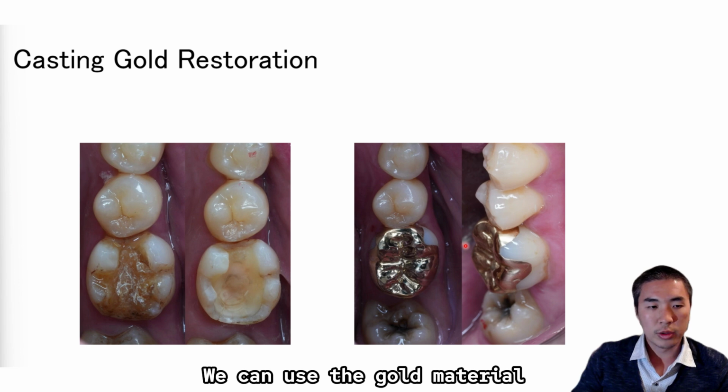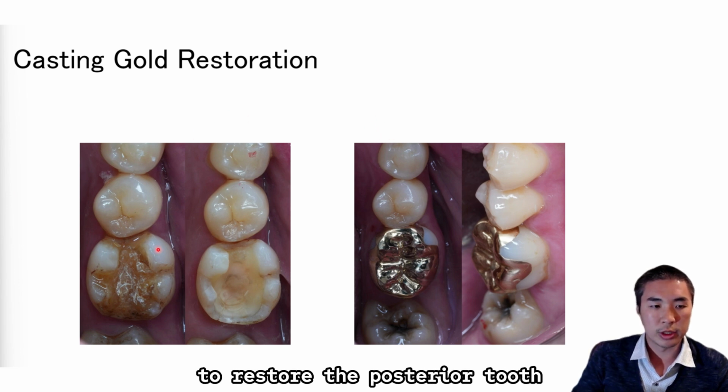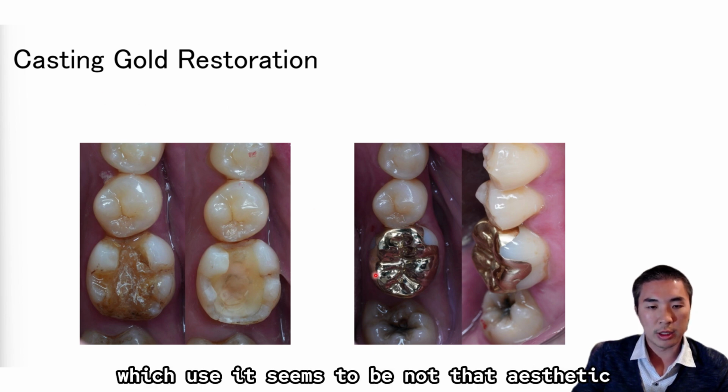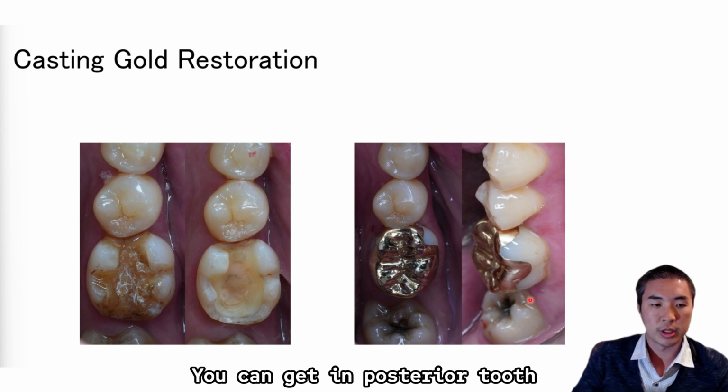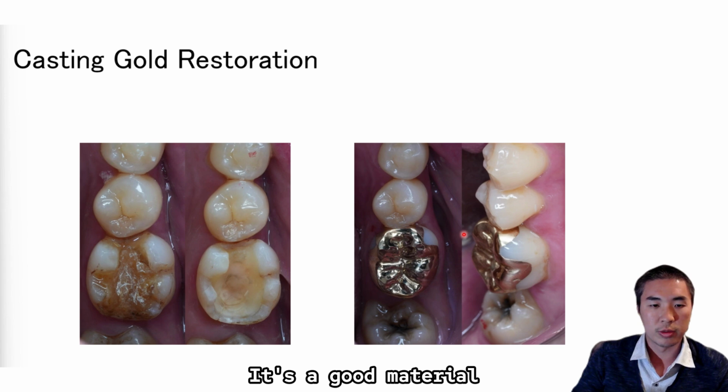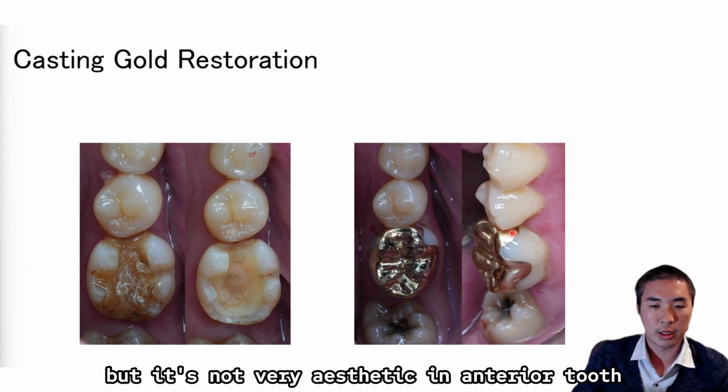And also we can use gold material to restore the posterior tooth. It seems to be not that aesthetic, but gold restoration is the most longevity you can get in a posterior tooth. It's a good material, but it's not very aesthetic in anterior teeth.